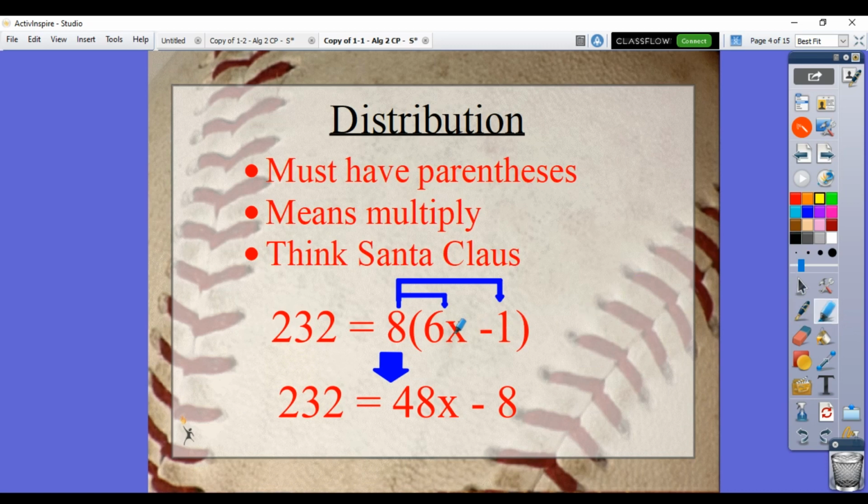There's an 8 outside the parentheses. You will distribute this 8 to all of them. 8 to the 6x, we will multiply that, and 8 will be multiplied again to the -1. All right, so you do it fair share to all. So that's how you solve and simplify using the distributive property or distribution.